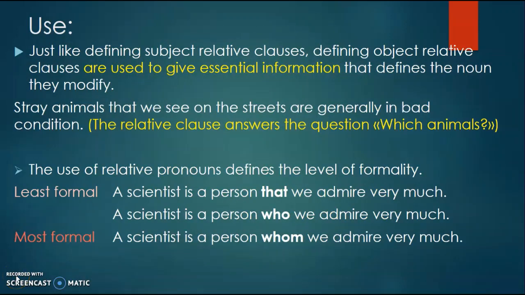Okay, just like defining subject relative clauses, defining object relative clauses are used to give essential information that defines the noun they modify. Let's see the example. Stray animals that we see on the streets are generally in bad condition. Here, the relative clause answers the question, which animals? But in object relative clauses, referring to humans, the choice of the relative pronoun may determine the level of formality. Using that implies a less formal situation, while using whom to refer to someone implies a more formal one. Take a look at the examples.